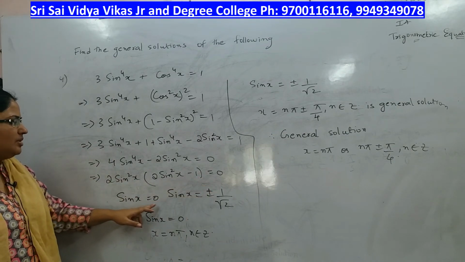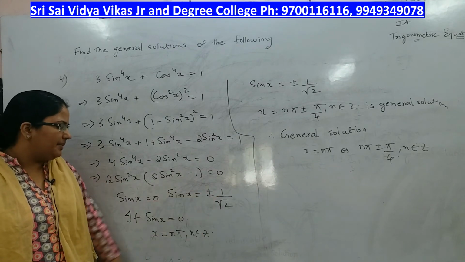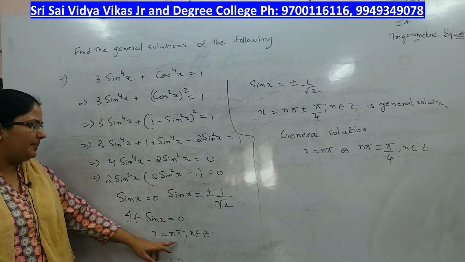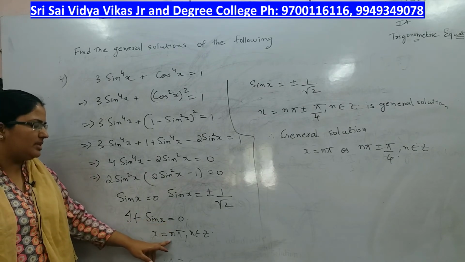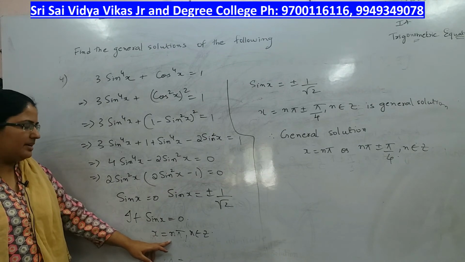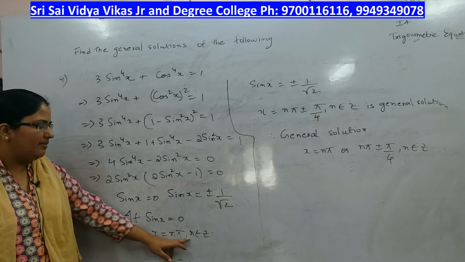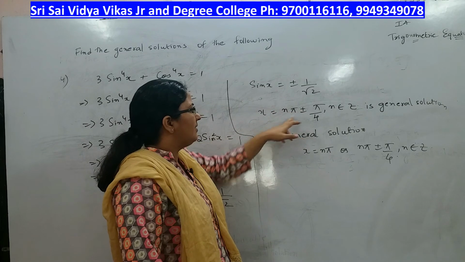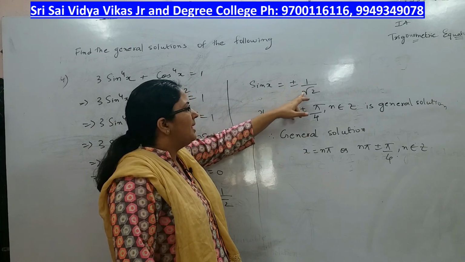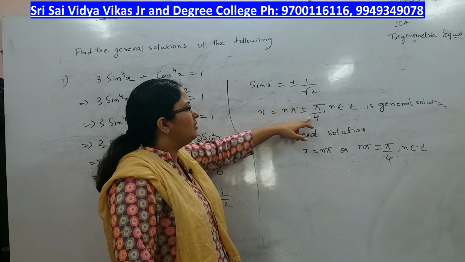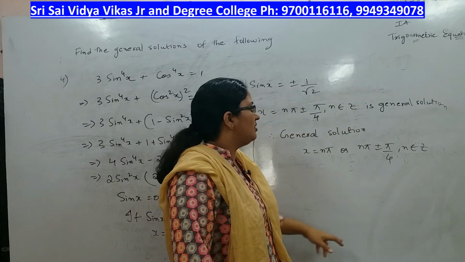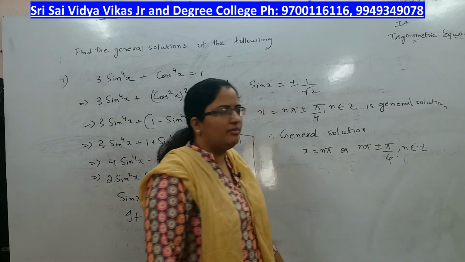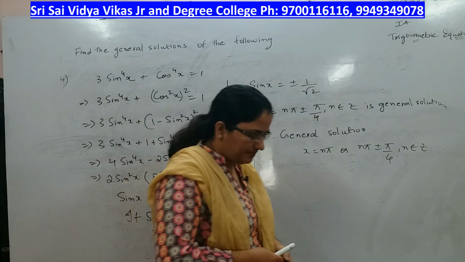Here sin x is equal to 0, or sin x is plus or minus 1 by root 2. If sin x is equal to 0, x is equal to n pi, for sin value equal to 0, this is the general solution. So x is equal to n pi, where n belongs to Z. Sin x is equal to plus or minus 1 by root 2, according to the note that I have given, x is equal to n pi plus or minus pi by 4, because sin pi by 4 is 1 by root 2, where n belongs to Z is a general solution. Therefore, the general solutions are n pi or n pi plus or minus pi by 4. That's about this problem.